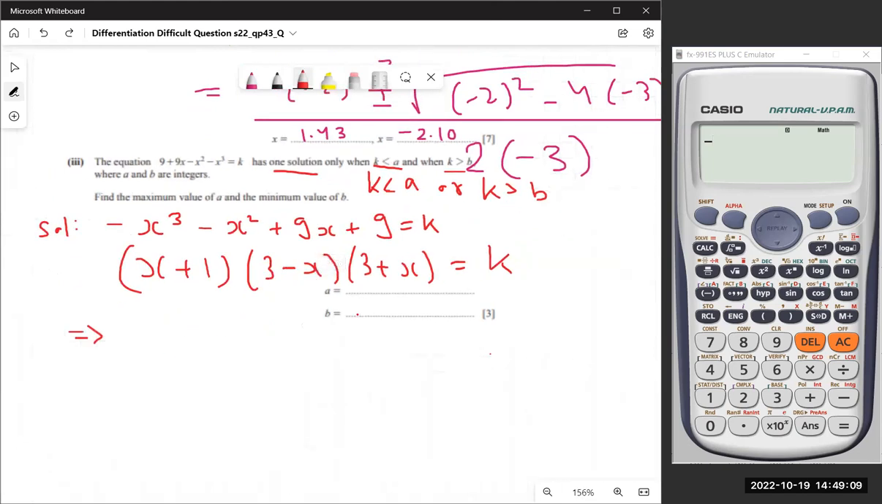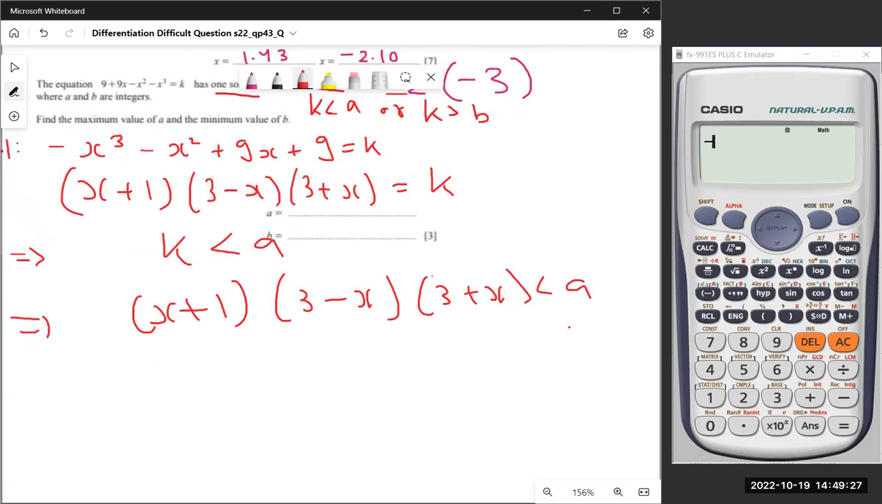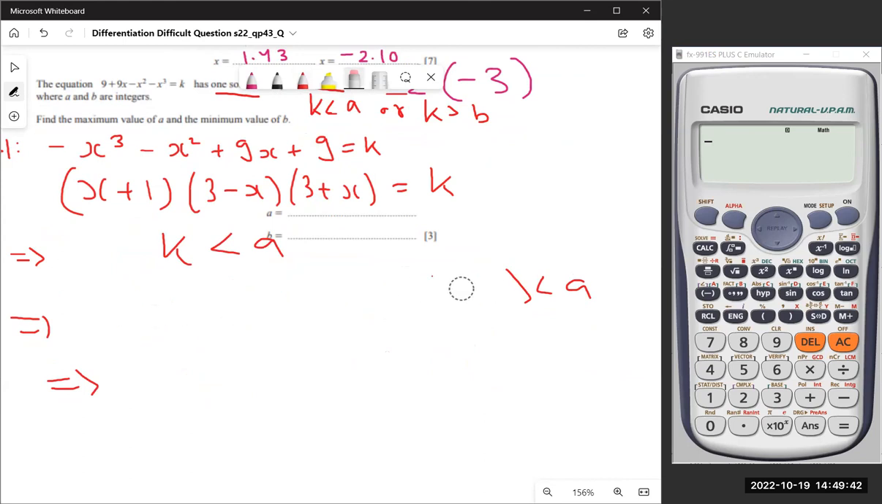Fine. Then let's say k is smaller than a. Can I write this like this? x plus 1, 3 minus x, and 3 plus x is also smaller than a. Can I do that? Okay. Yeah. Now the next thing is I have to realize what are the possible solutions. Okay. Now to find the possible solutions, well, I think we have to take it to the other side actually. Let's write this.